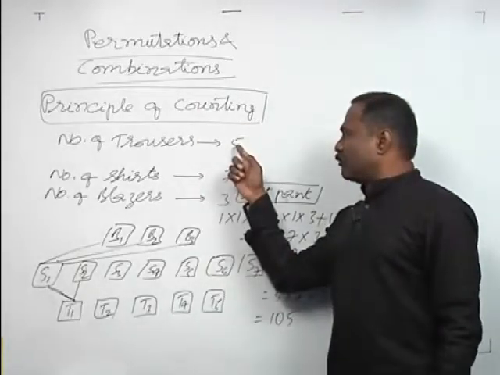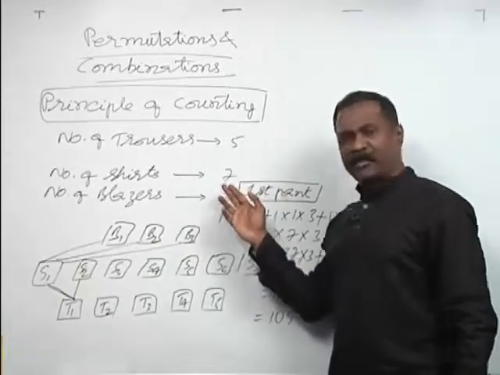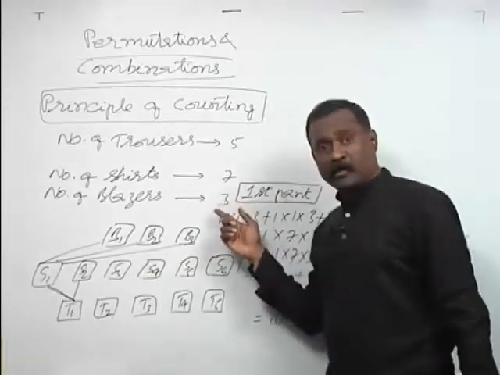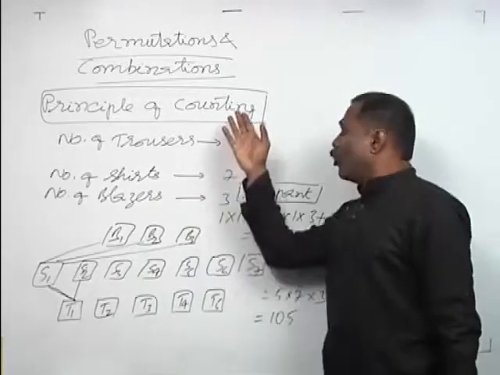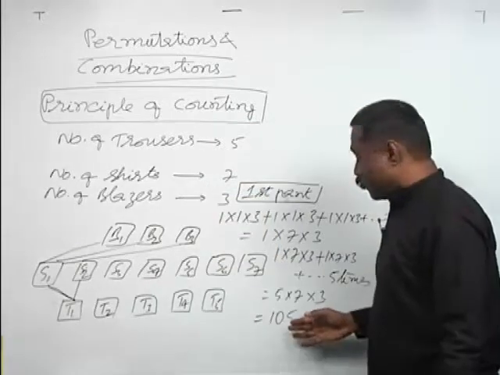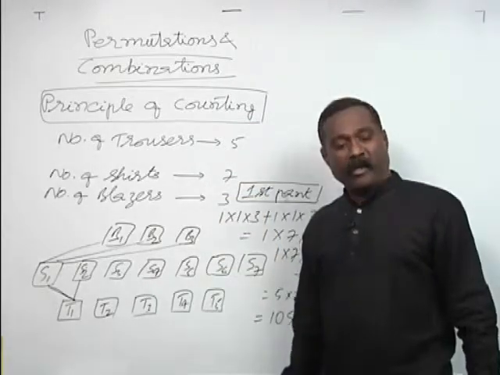The first operation can be performed in 5 different ways. The second operation can be performed in 7 different ways. Wearing the blazer can be performed in 3 different ways. So all these can be done simultaneously in 5 into 7 into 3, which is 105 different ways.